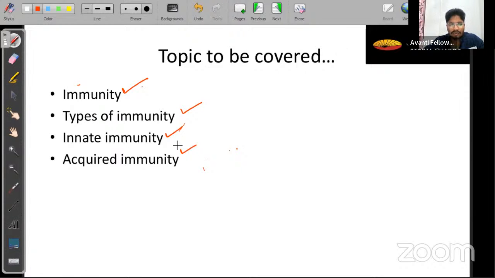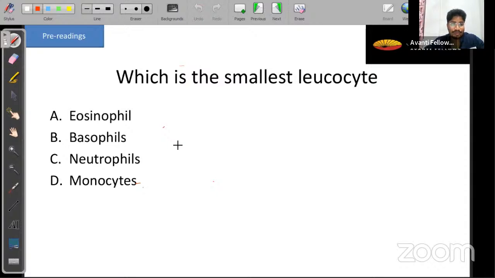I'm moving to the next slide, and here is a question for you. The question is asking which is the smallest leukocyte. Option A, eosinophils. Option B, basophils. Option C, neutrophils. Option D, monocytes. I'm launching a poll for the question, and I'm hoping that you can answer it clearly.